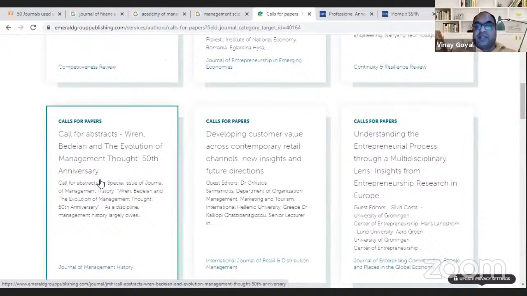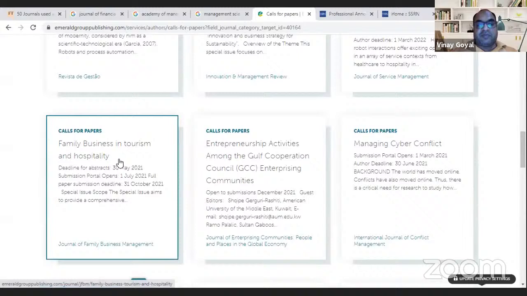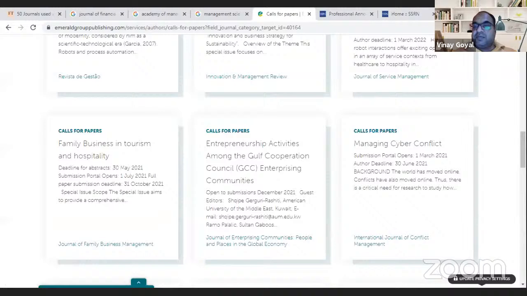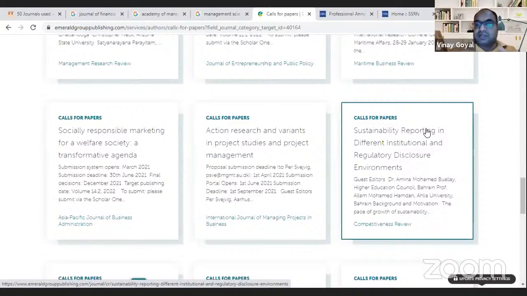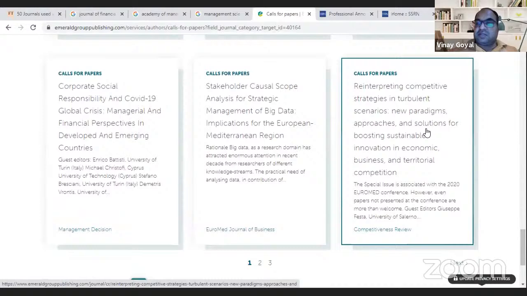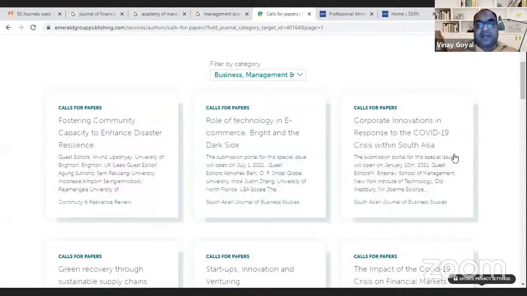And then there are topics which are given: innovation and business strategies, family business and tourism and hospitality, entrepreneurship activities, managing cyber conflicts, behavioral strategies, COVID, entrepreneurship and public policy, post-business and green innovation, socially responsible marketing for a welfare society, action research. A lot of papers, a lot of journals are there. Accounting journals are there, finance journals are there. You can see there is a huge list of journals, and it is updated every day.